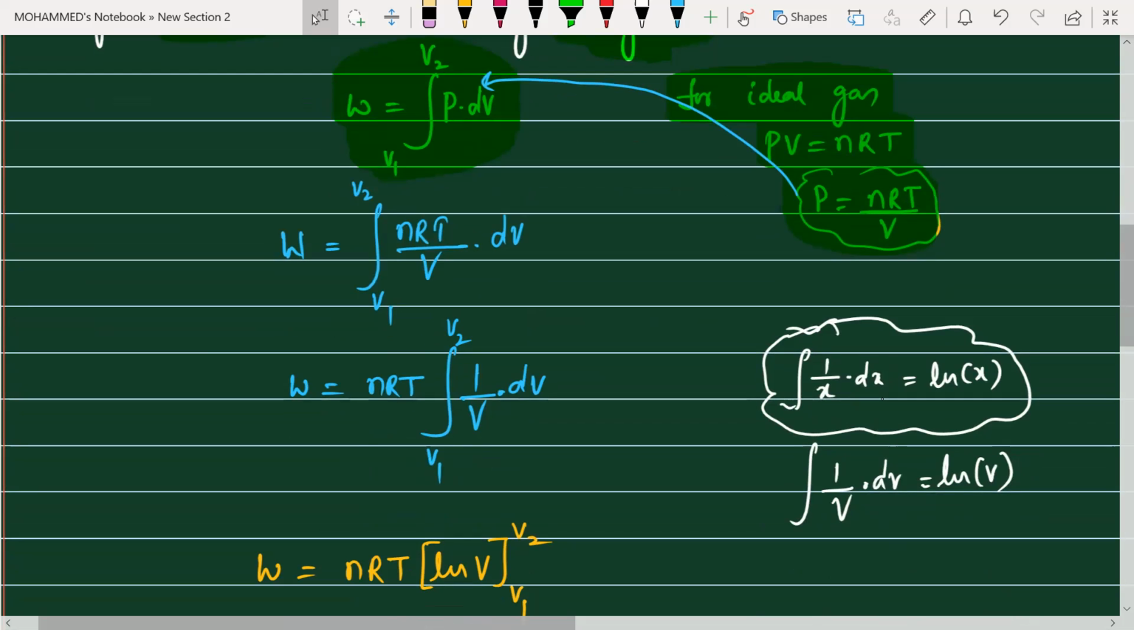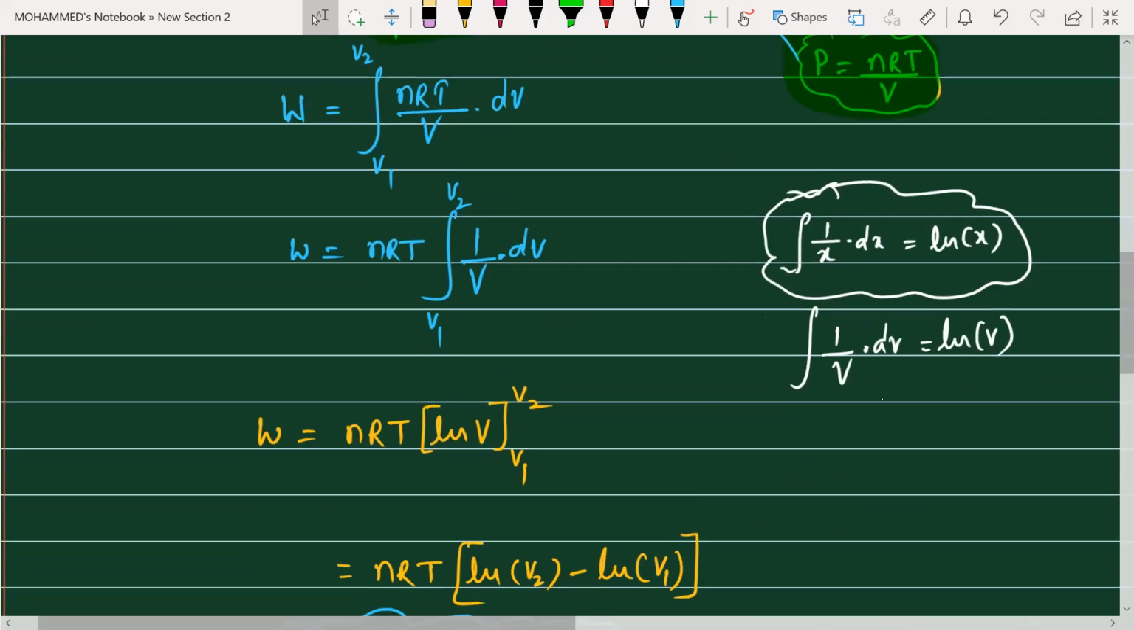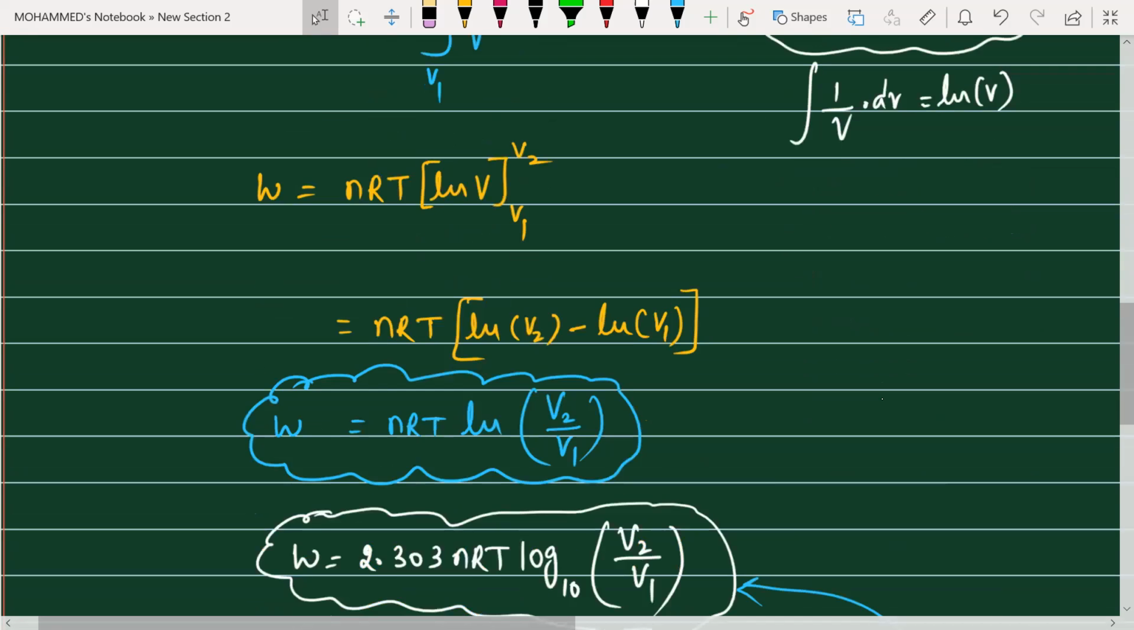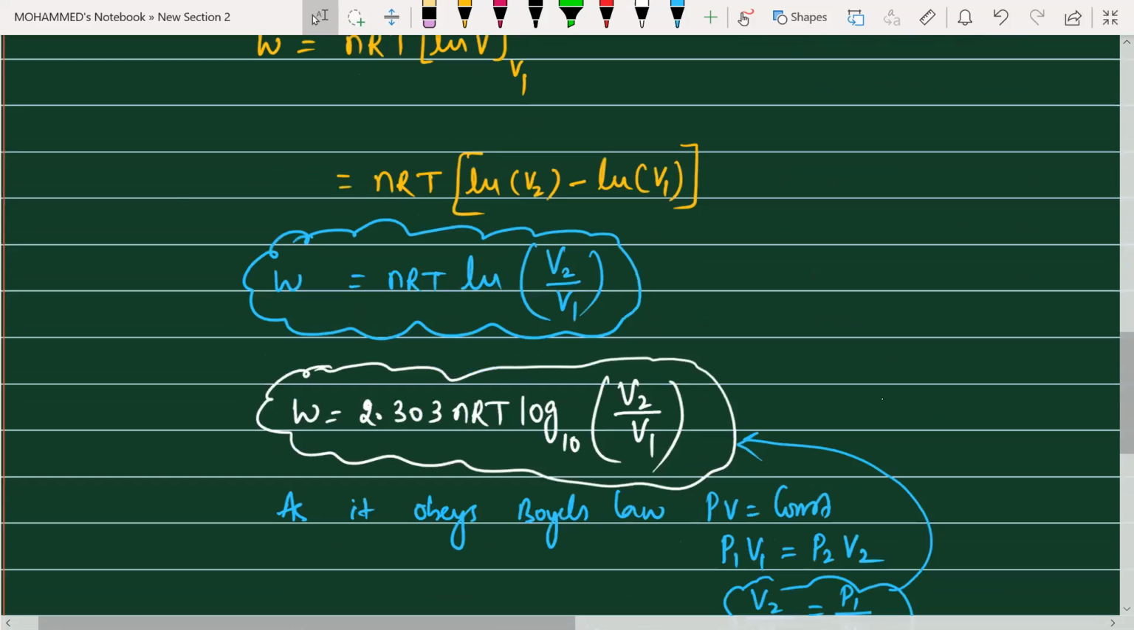Our integral of 1 by v into dv can be written as ln v. So substituting the ln v and substituting the limits, we are getting the formula W is equal to nRT ln of V2 by V1, and if I remove the ln, we can write that as W is equal to 2.303 nRT log to the base 10 V2 by V1.